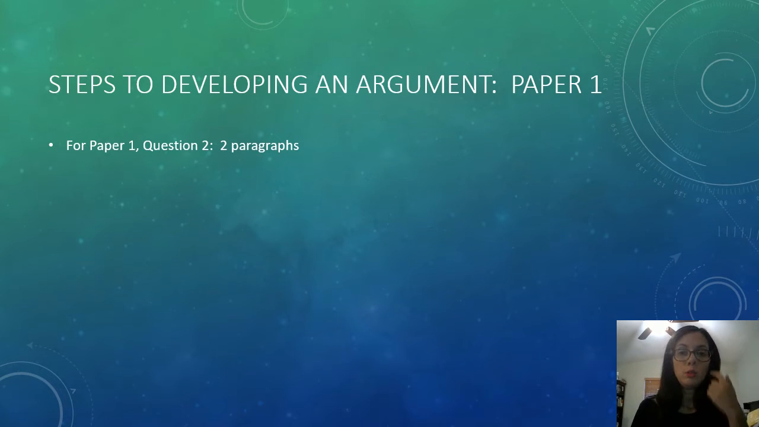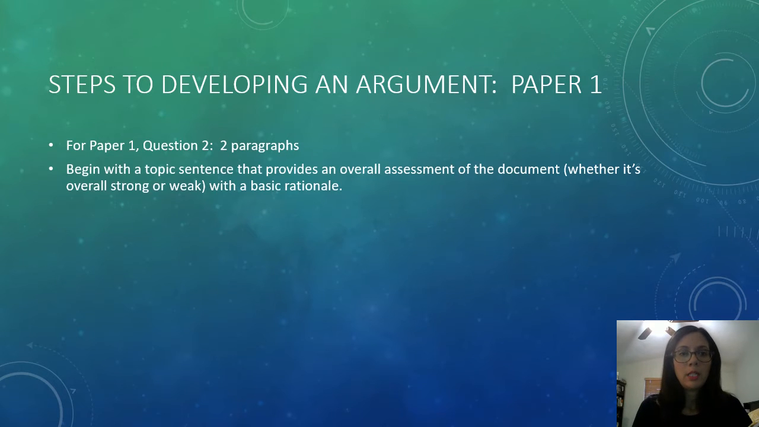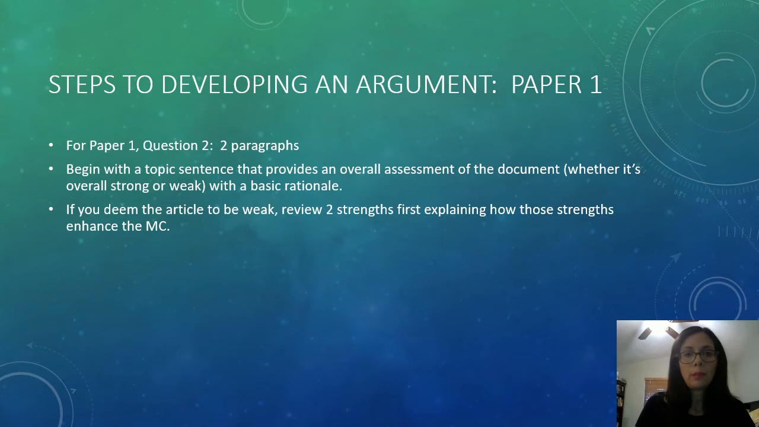Now, question 2 is a simple 2-paragraph response that asks you to assess the overall argument of document 1 in paper 1. So what you want to do in the first paragraph is begin with a topic sentence that clearly states, overall, document 1 is very strong because of, with some kind of basic rationale. It doesn't have to be very elaborate. You don't have to list every reason you're going to go over in the 2 paragraphs, but just overall, why did you deem it strong or weak?